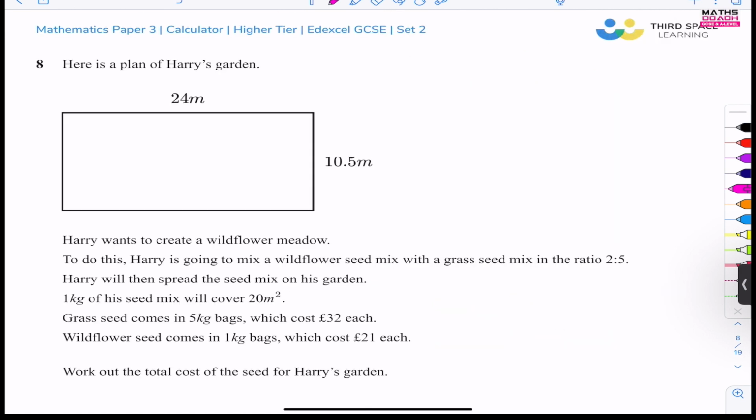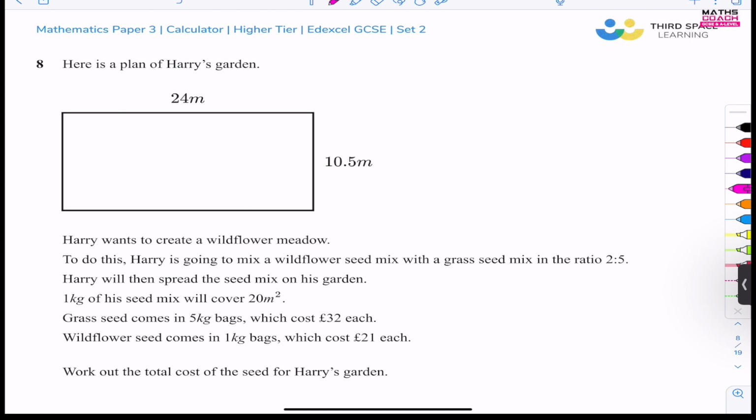Question 8. Here is a plan of Harry's garden. Harry wants to create a wildflower meadow. To do this, Harry is going to mix a wildflower seed mix with a grass seed mix in the ratio 2:5. Harry will then spread the seed mix on his garden. 1 kilogram of his seed mix will cover 20 meters squared. Grass seed comes in 5 kilogram bags, which cost £32 each. Wildflower seed comes in 1 kilogram bags, which cost £21 each. Work out the total cost of the seed for Harry's garden.